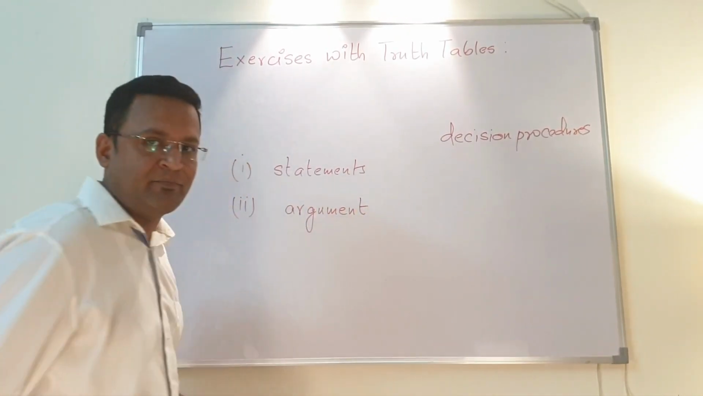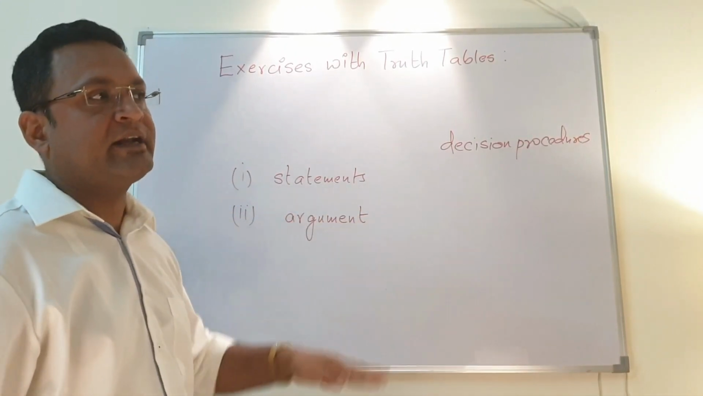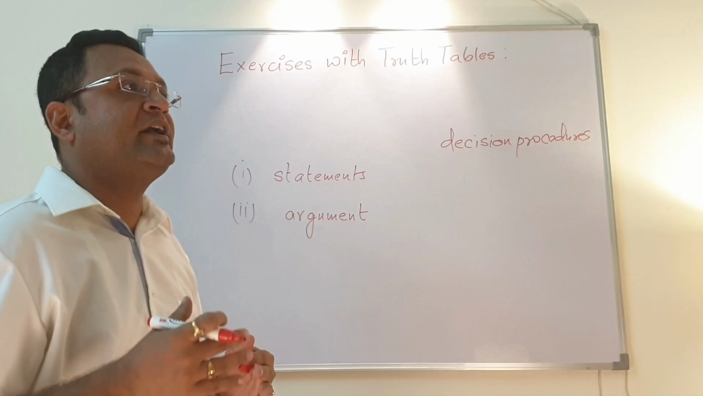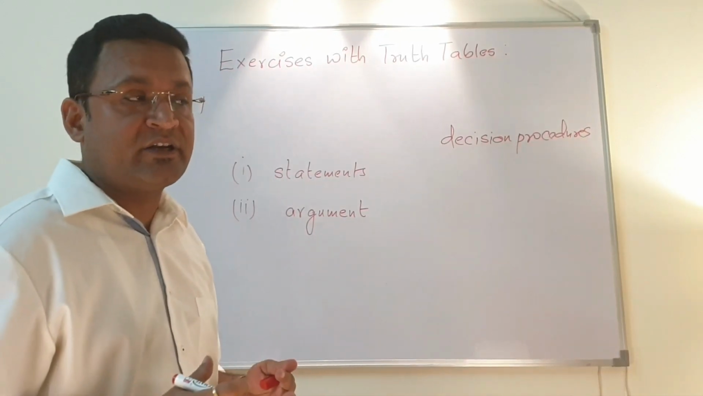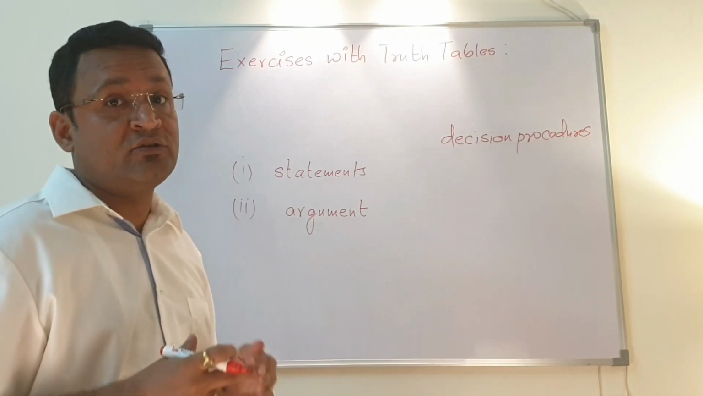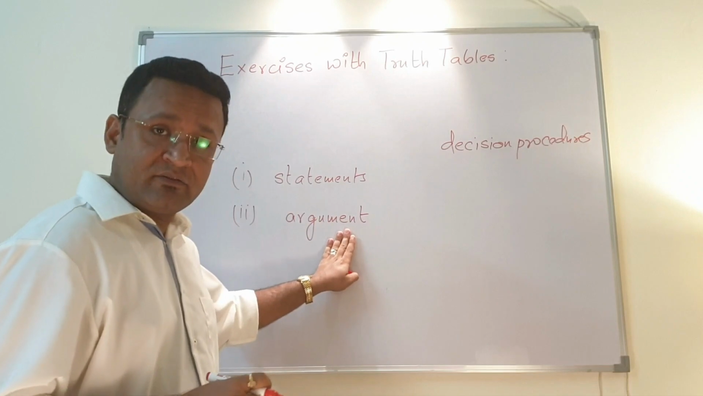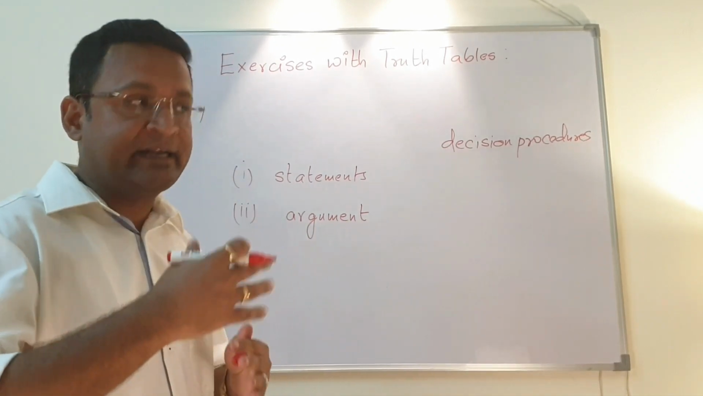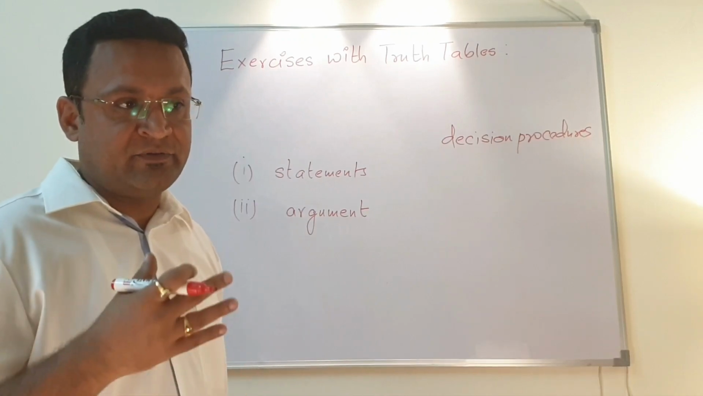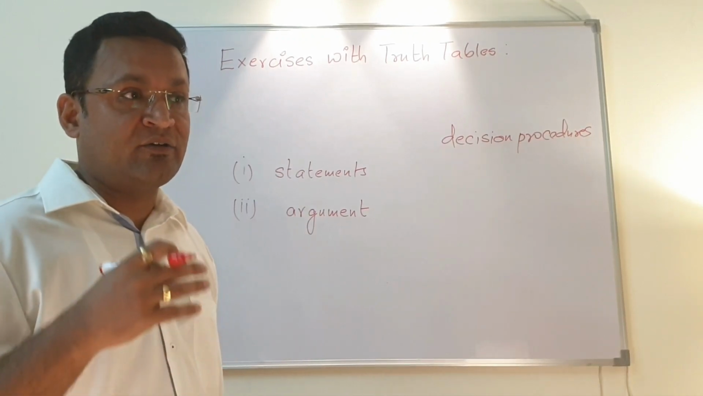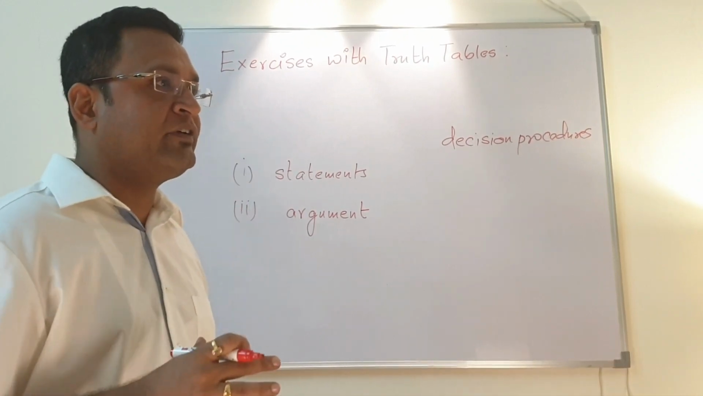So in the first part of this lecture, we will check how statements are checked and how we decide whether a statement is a contingent statement, a tautology, or a contradiction. And in the second part of the lecture, or maybe the second lecture, we will check how arguments are tested, whether an argument is valid or invalid, and so on. So that will be a very interesting exercise.